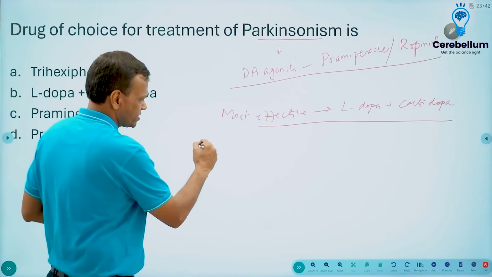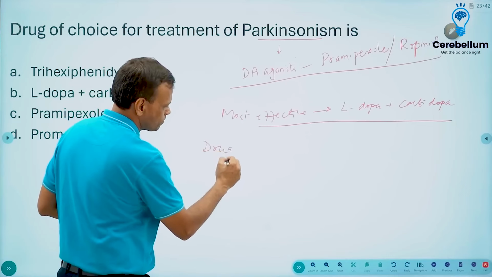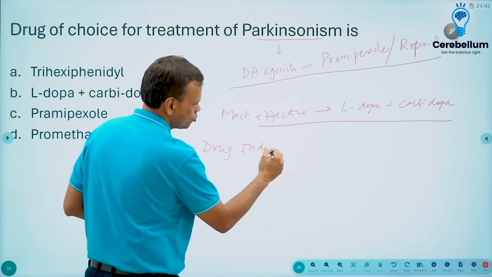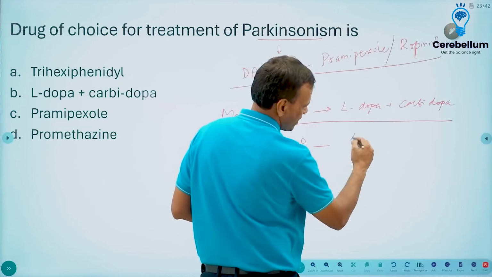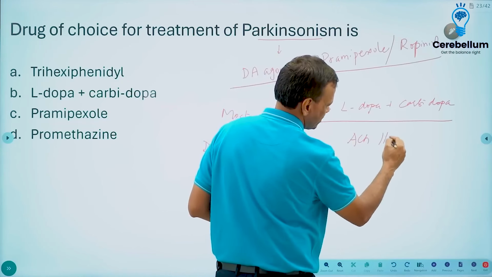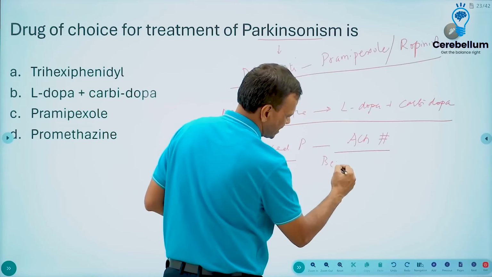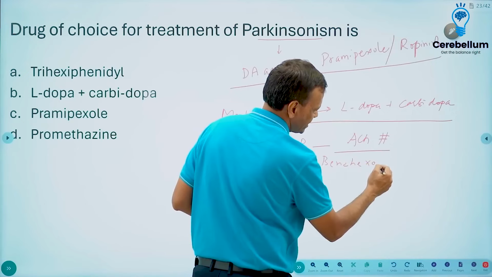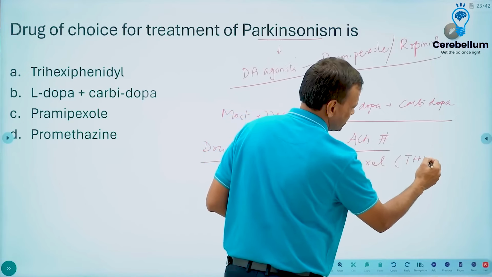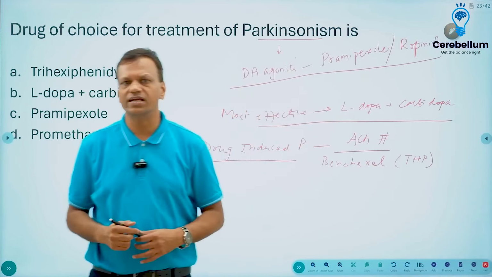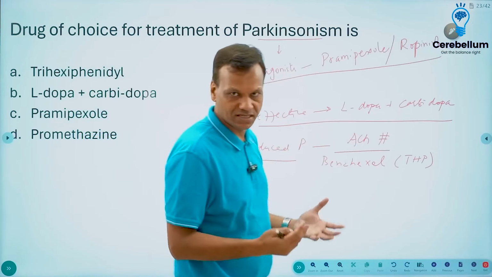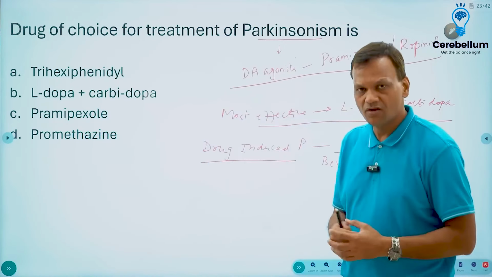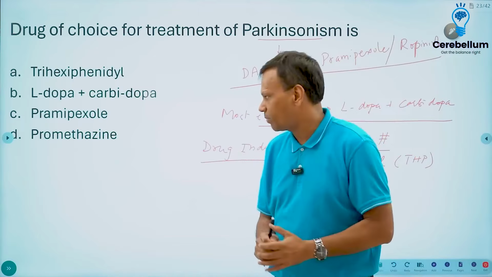Next question, what is the drug of choice for drug-induced Parkinsonism? Everyone knows, the drug of choice are central anticholinergic drugs like benzhexol. Benzhexol, the other name is trihexyphenidyl or THP. It is the drug of choice for drug-induced Parkinsonism. The alternative to benzhexol is promethazine. Promethazine is an antihistaminic with very strong anticholinergic property.